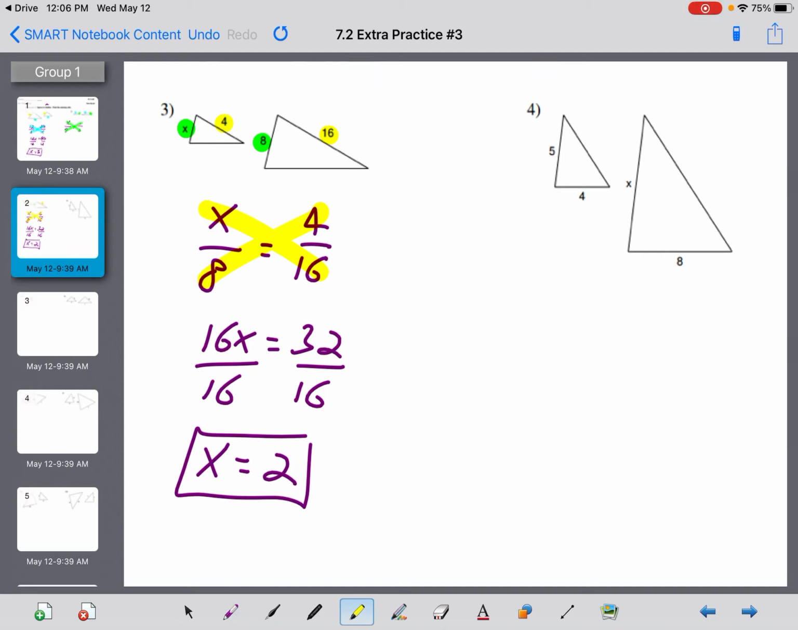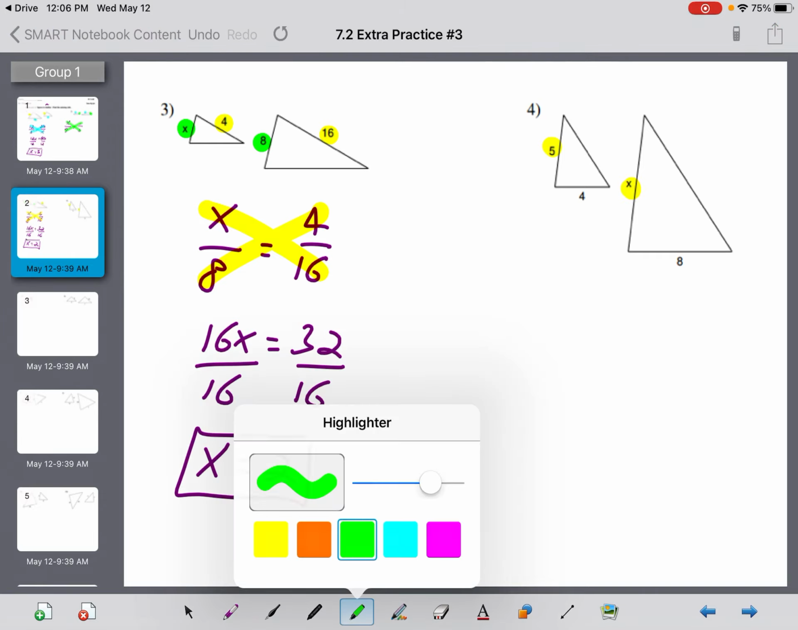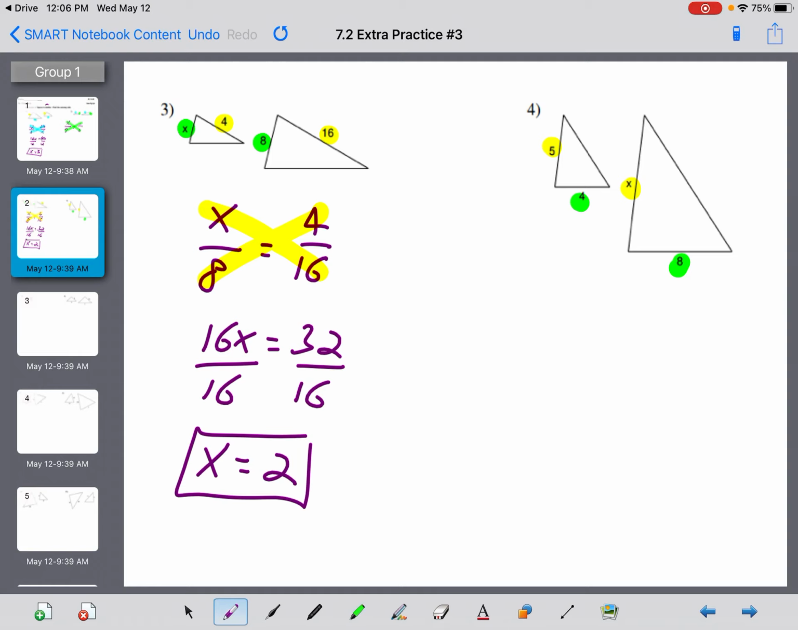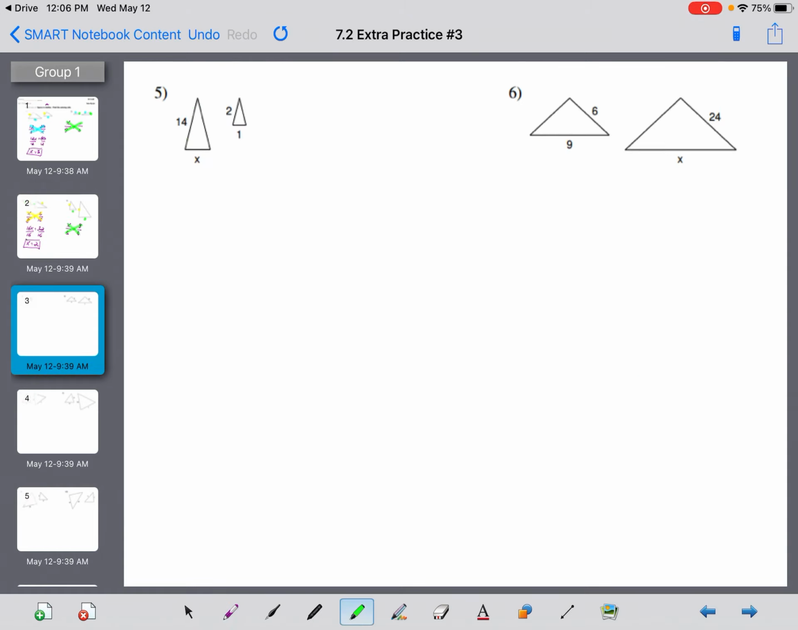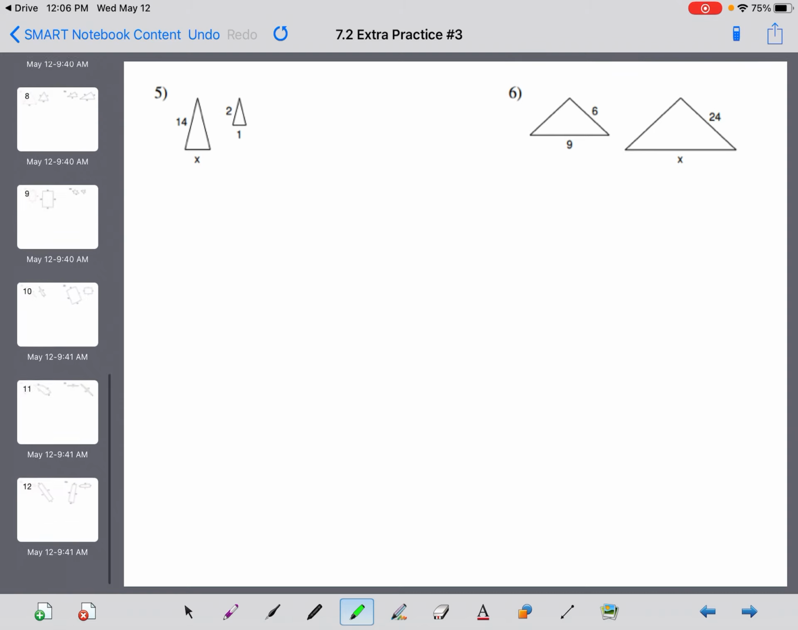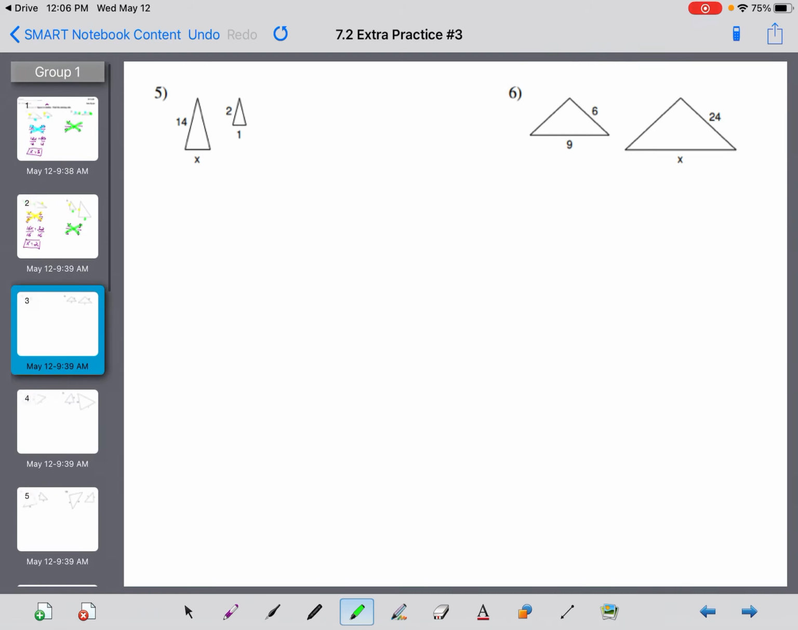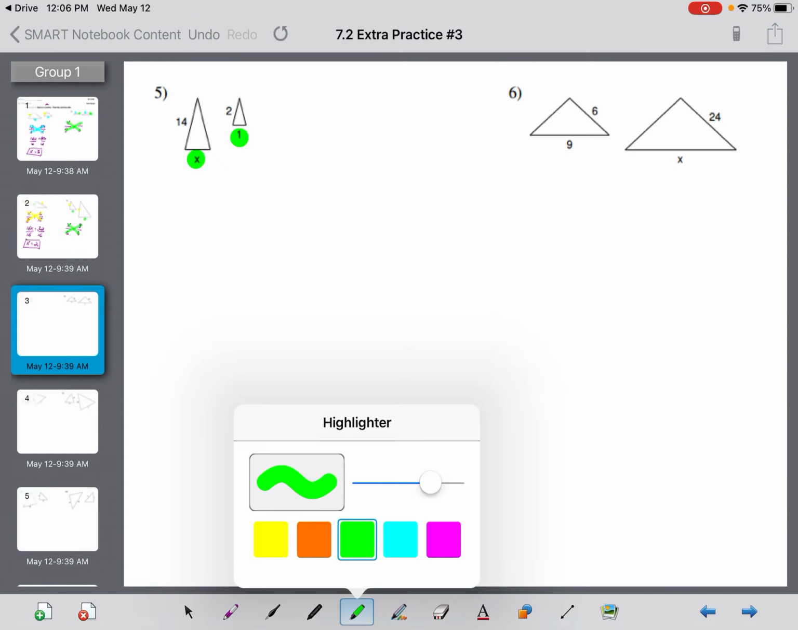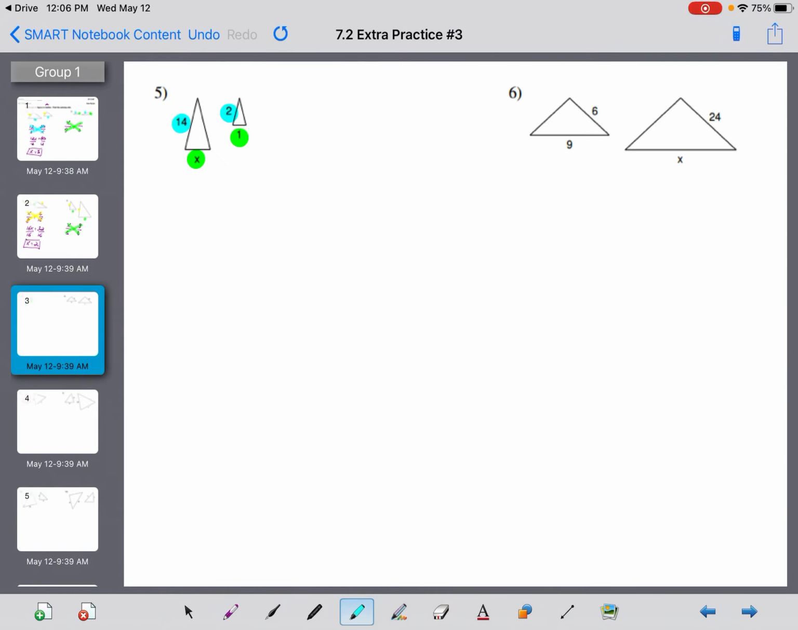Do the same thing. X corresponds to 5. 8 corresponds to 4. So x over 5 equals 8 over 4, and then cross multiply. You'll notice that all of these are the same. X corresponds to 1. 14 corresponds to 2. So x over 1 equals 14 over 2, and then solve from there.